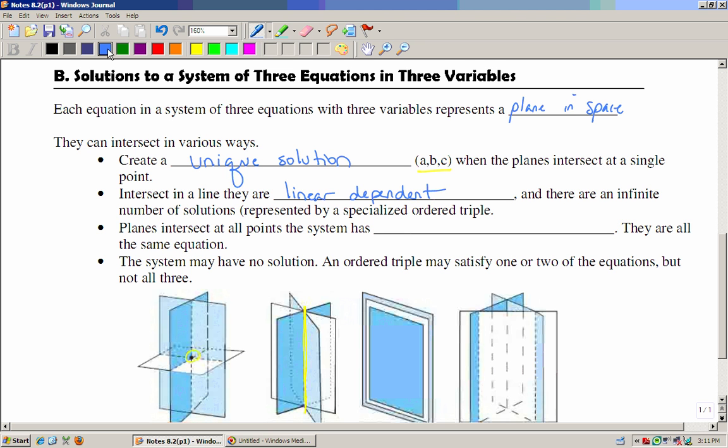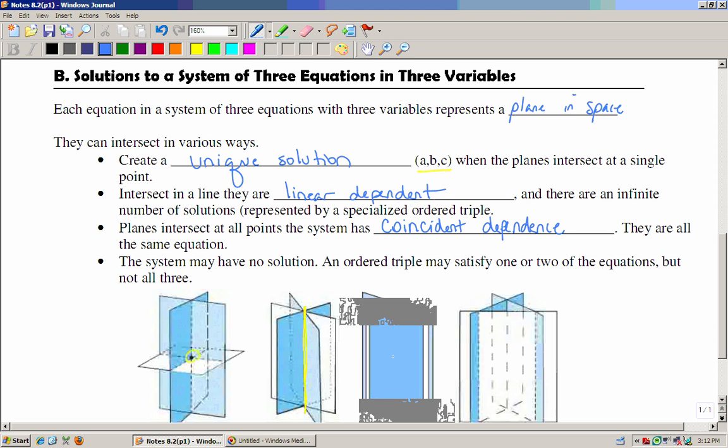In the third way, the planes can all intersect at all points, and that means they're all basically sitting on top of each other. That would be a coincident dependence. That's represented by this third picture here, where basically all the points are in common for all three equations. Basically, it's the same equation disguised, with maybe a multiple of 2 applied to one of the equations or something like that.